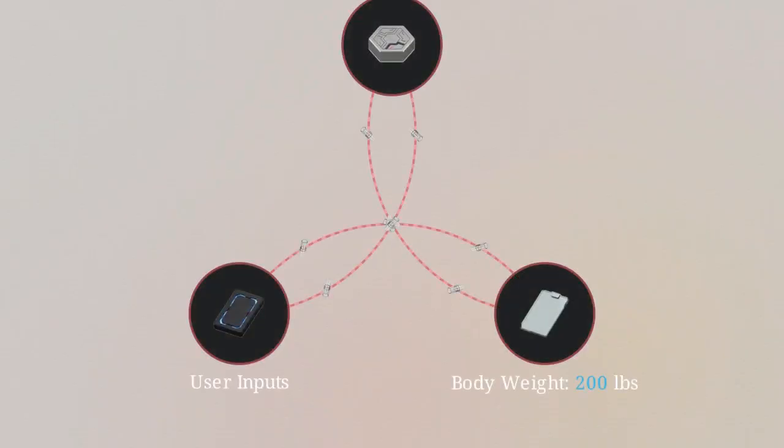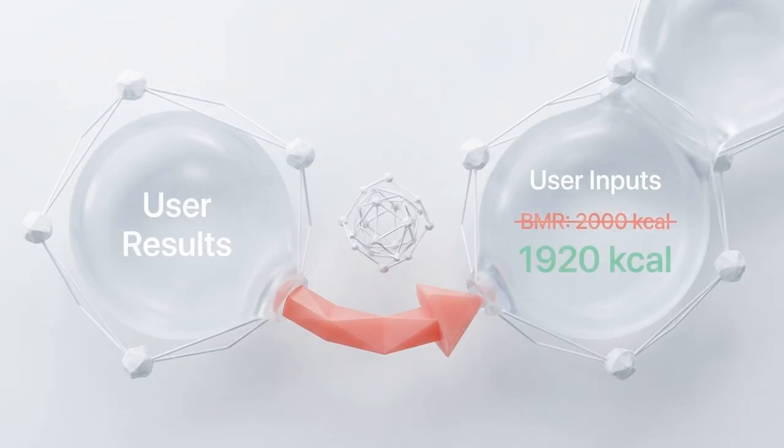ecosystem. This flowchart maps the complete computational architecture. User inputs feed into the AI, which generates an output, producing user results that feed directly back into the inputs. Traditional diets fail the moment a user loses weight because a lighter body requires a lower BMR. Notice how this system catches that weight change and instantly loops it back to trigger a recalculation.